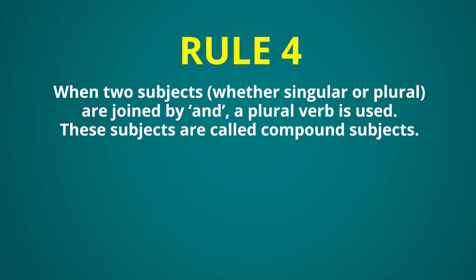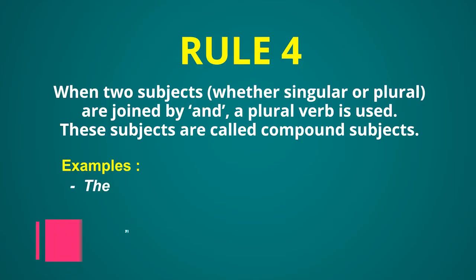Rule number 4. It states that when 2 subjects, so in this case, we don't have Roy or the brother or the boys, but we have 2 subjects coming together and they are joined by the word and, we must use a plural verb. When a subject is joined by the word and, we call it a compound subject. Therefore, boys and girls, all compound subjects use a plural verb.